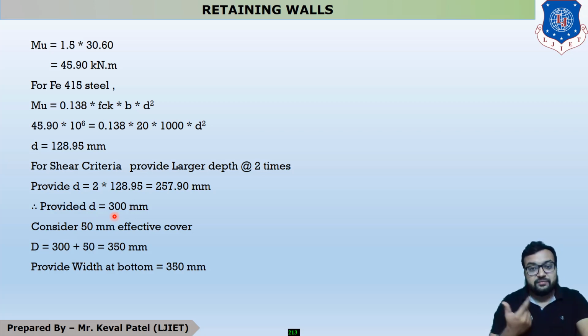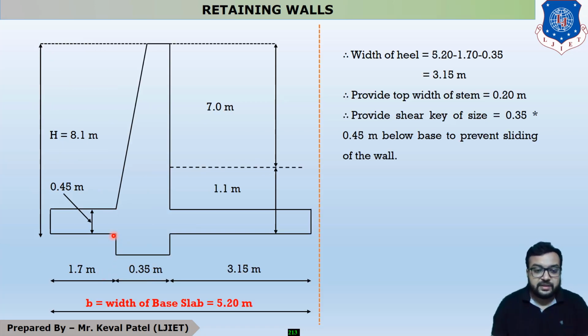Now what is the value of capital D? So our capital D is 300 plus 50, which is equal to 350 mm. So you can see that this is our 350 mm, this is our 0.45 meter, sorry, this is our 1.7 meter. Then we have to find out our width of heel slab, which is equal to 3.15. Now, what is the width of stem at top? The width of stem at top is 0.2 meter.